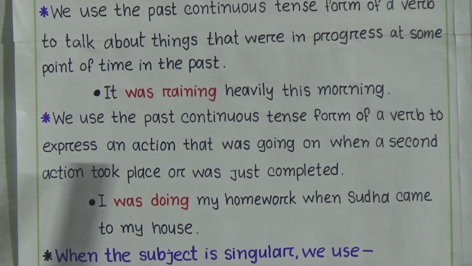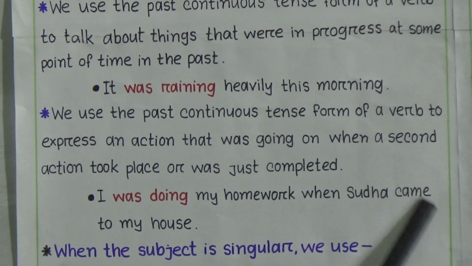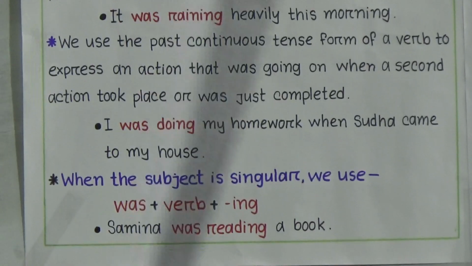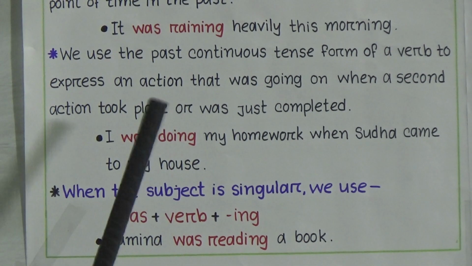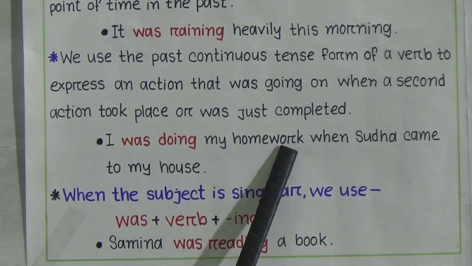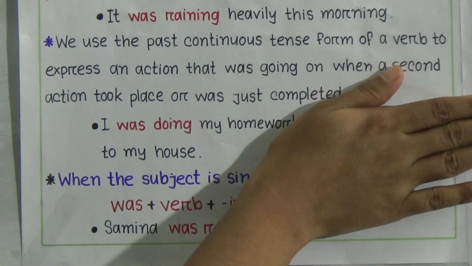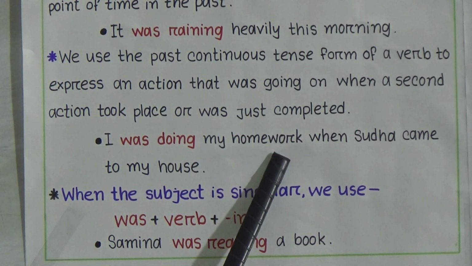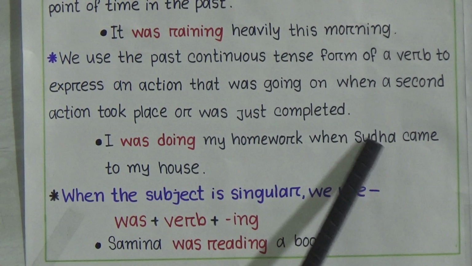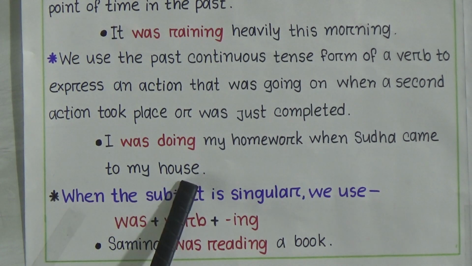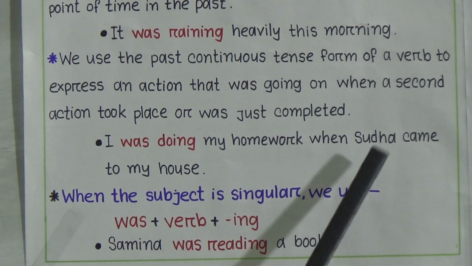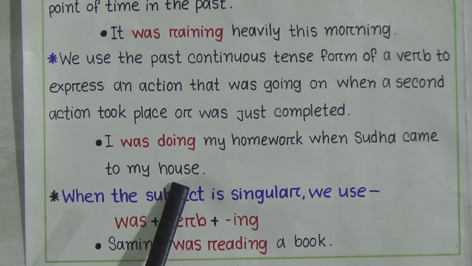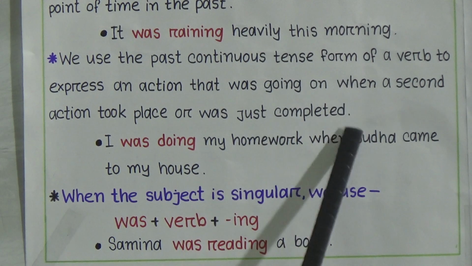Look at this example, your concept will be clear. I was doing my homework when Shikha came to my house. Look here, we find two incidents. First one, I was doing my homework. If we erase this, we find only this one. Then, next sentence, Shikha came to my house. Then we connect those sentences with when.